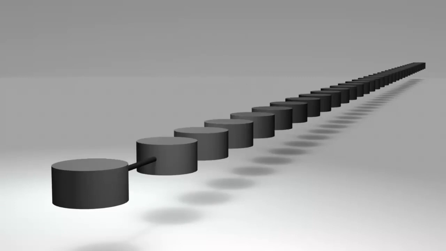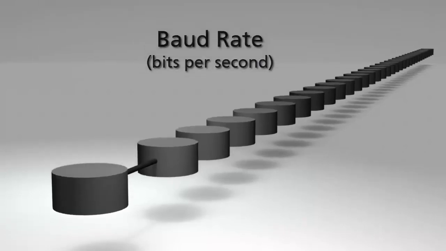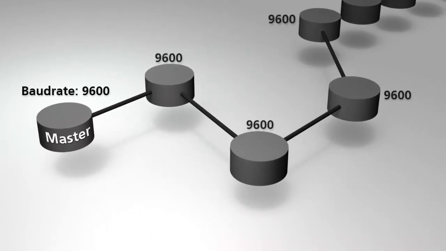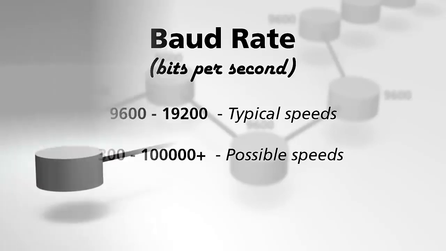The speed that Modbus messages are sent at is referred to as the baud rate, or bits per second. All devices on an RTU network must use the same baud rate. Different devices support different transmission speeds, but between 9,600 and 19,200 bits per second is a typical range. Modbus modules can be configured from as low as 300 to as high as over 100,000.